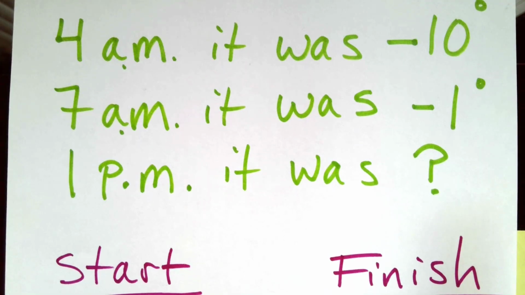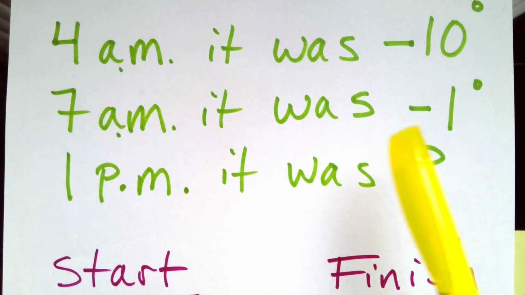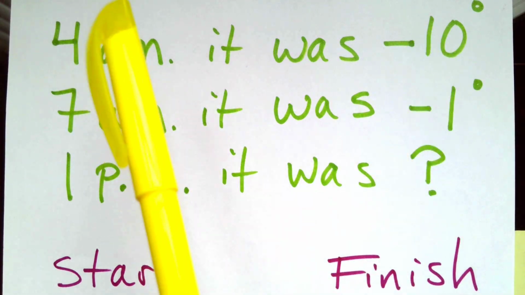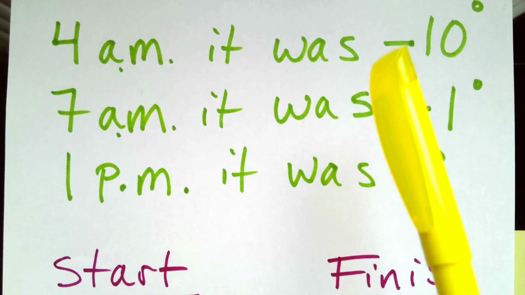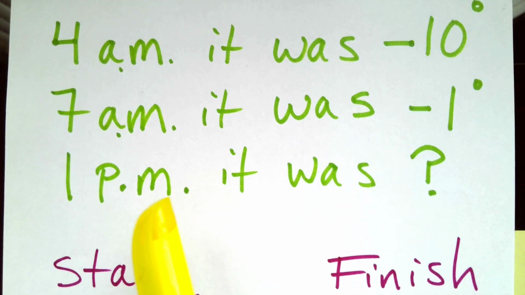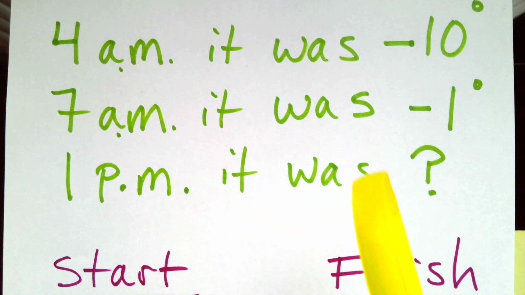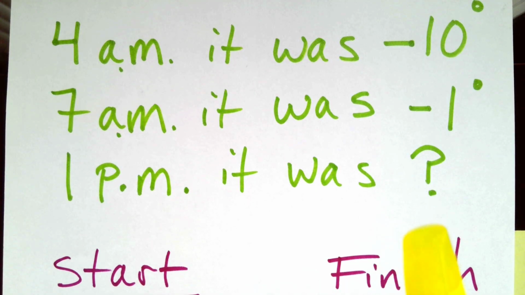Let me bring it down just a little bit. There you go. You can see the degrees. At 7 a.m., it was negative 1, right? So that's the 3 hours that changed 9 degrees we talked about in previous parts of the video. And then at 1 p.m., it was what degrees? That's the question. What was it at 1 p.m.?